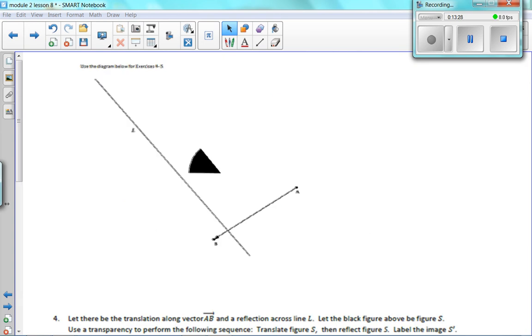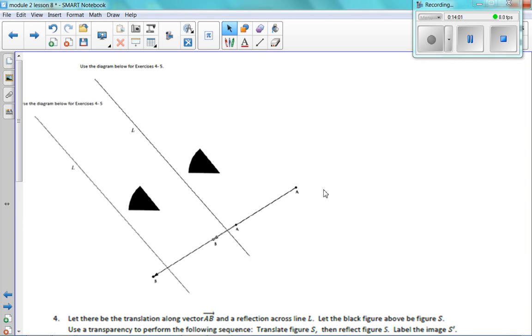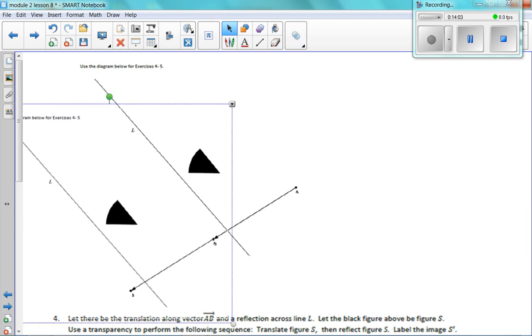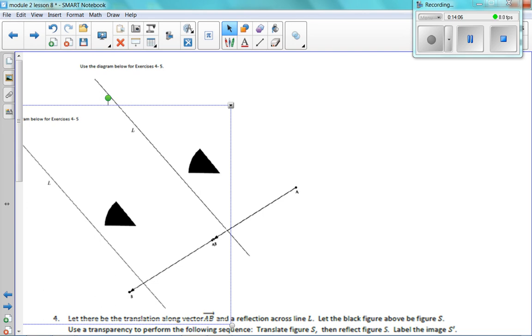Okay, let's look at exercises 4 and 5. In number 4, it says let there be a translation along vector AB and a reflection across line L. So you must have your transparency or page protector. It's essential. So you're going to use a transparency to perform the following sequence. You're going to do a translation of figure S, then reflect figure S and label it S prime. So I can do the translation along vector AB. So that's the first part of it, and it winds up over here.